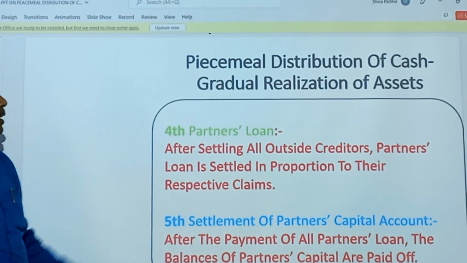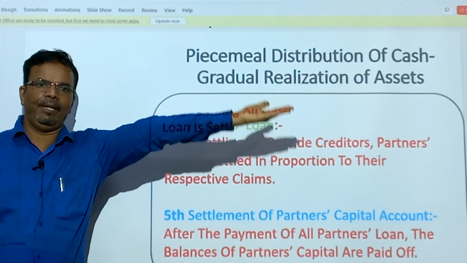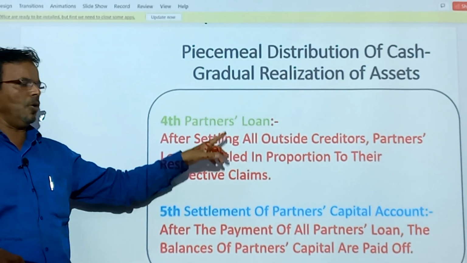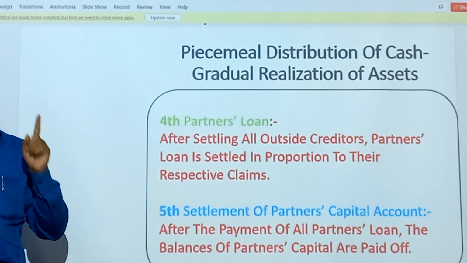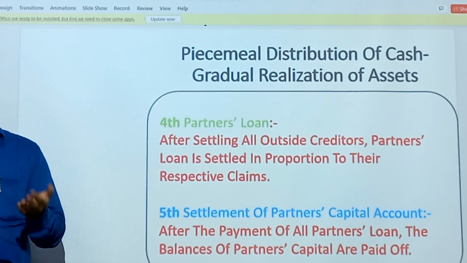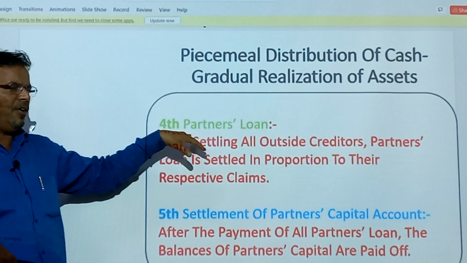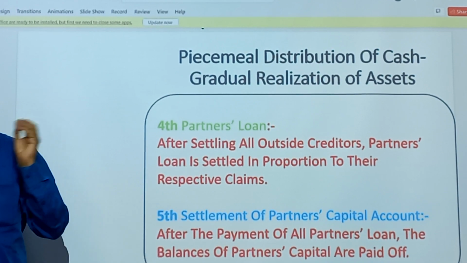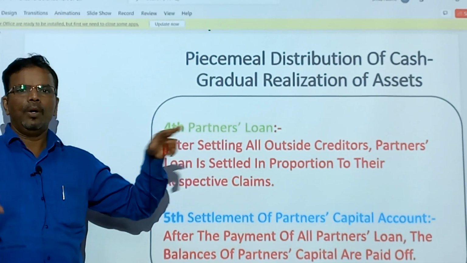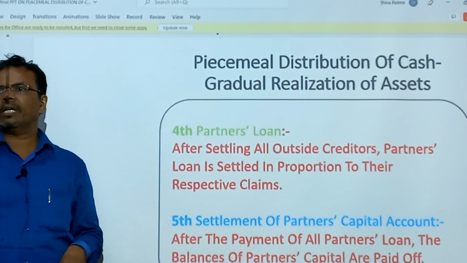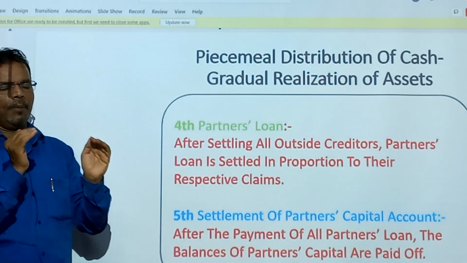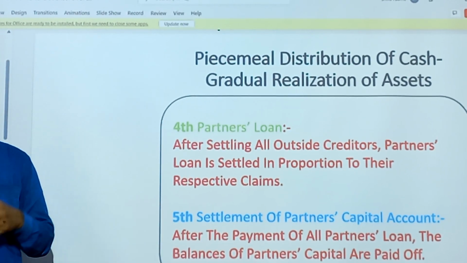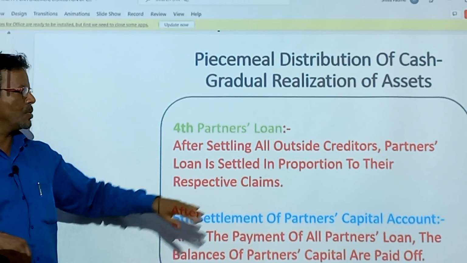After this, come to the fourth. We complete the outsider liability. After that we come to the insider liability. And insider liability has two parts: partners loan and partners capital. Whenever partners loan is given, we settle it first. If in the question one partner's loan is given, that becomes very simple. Full amount will be paid to the partner's loan account. If two partners' loans are given, we'll pay them both in their outstanding balance ratio. उनका जो outstanding balance होगा उसका ratio निकालेंगे, and in that ratio will pay whatever amount we have available with the cash. So that will pay partner loan first.